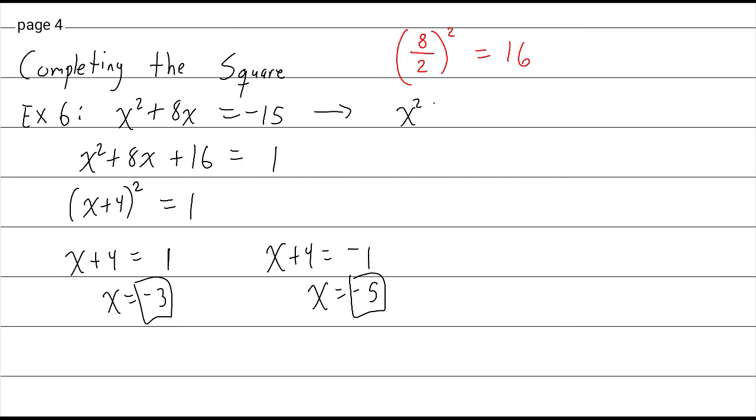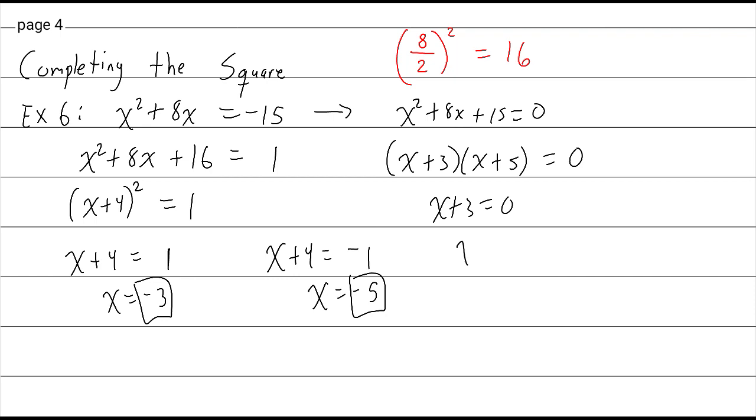x squared plus 8x plus 15 equals 0. This would factor as x plus 3 times x plus 5. If I set those individually equal to 0, I would get x plus 3 equals 0, which is negative 3. x plus 5 equals 0, which is negative 5, right? So they actually both work just fine. It just depends on whichever one works better at that moment. Let's do another one.